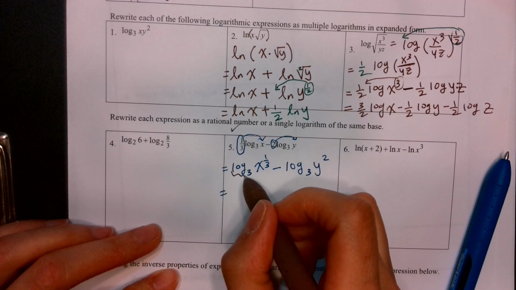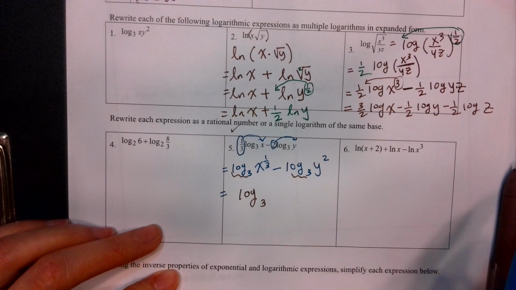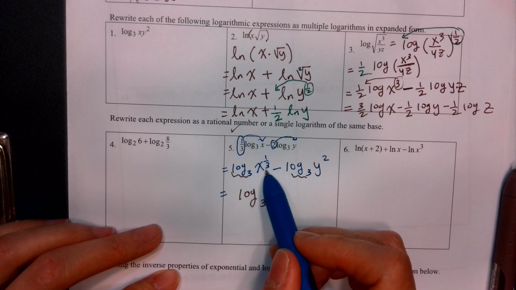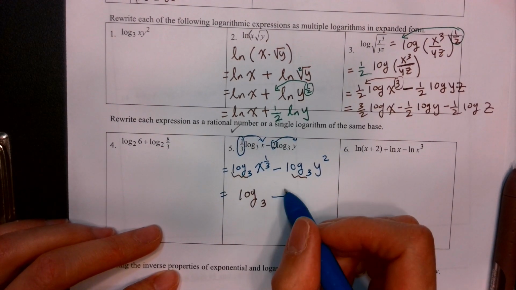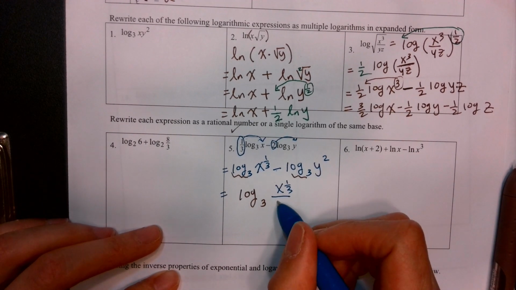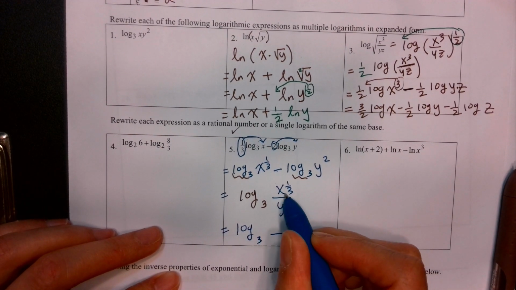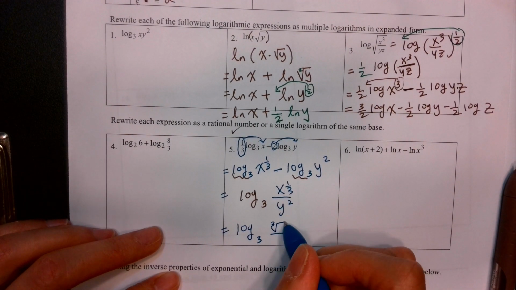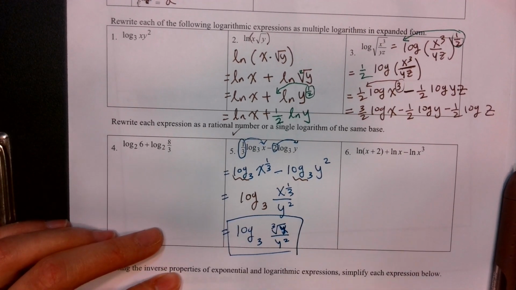Both of them have log base 3. So the answer is going to have log base 3. X to the 1/3 power. What's the sign in the front? Positive. So it's going to go on the top. That one, what's the sign in front of it? Negative. So it's going to go at the bottom. Negative exponent. Now I can do one more step. Log base 3 of that 1/3 is the cube root of x, and y squared.